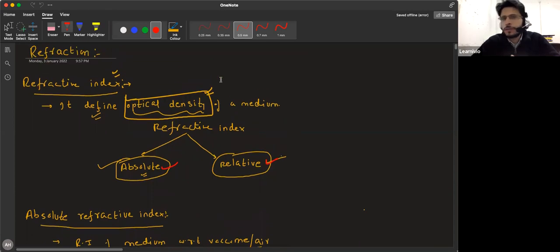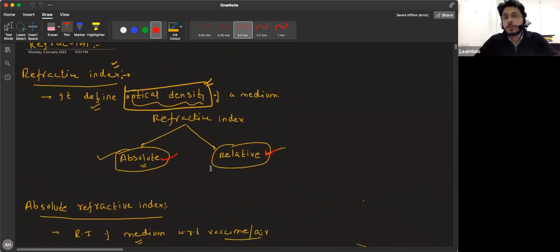You can define refractive index in two parts. It could be absolute or it could be relative. When we say that refractive index is absolute, absolute means refractive index of a medium with respect to vacuum or free space. If I ask you to calculate the refractive index of water with respect to air, air is free space, that is absolute. The refractive index of glass with respect to air or vacuum, it's free space, it's absolute refractive index.